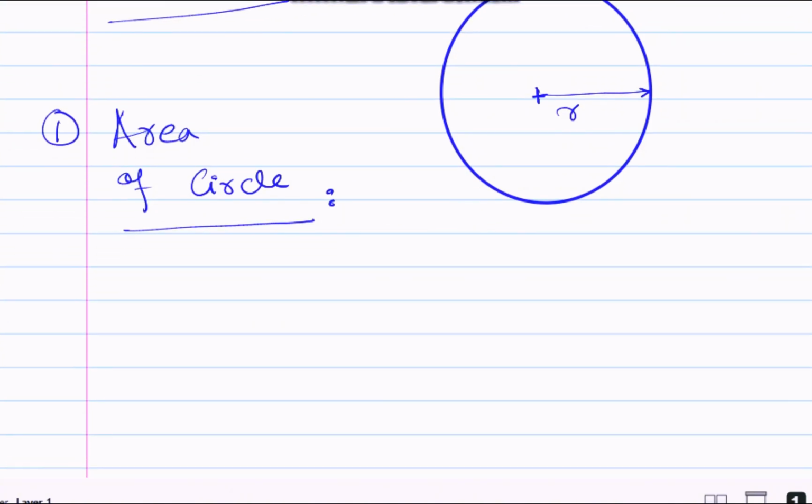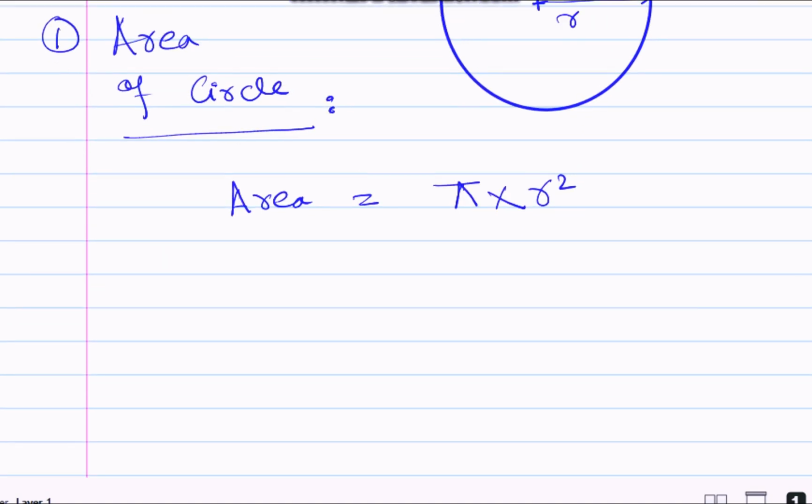So I say that the area of circle is equal to pi multiplied by r square. So what is r? If someone asks you, r is the radius of the circle.